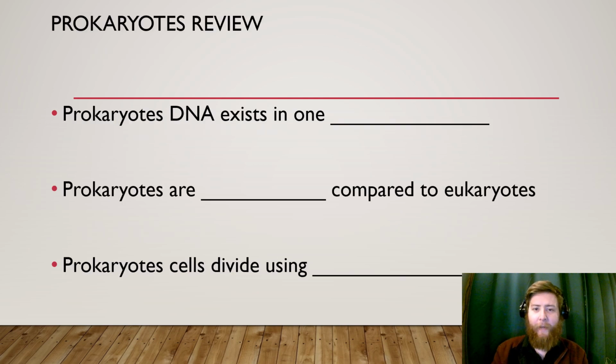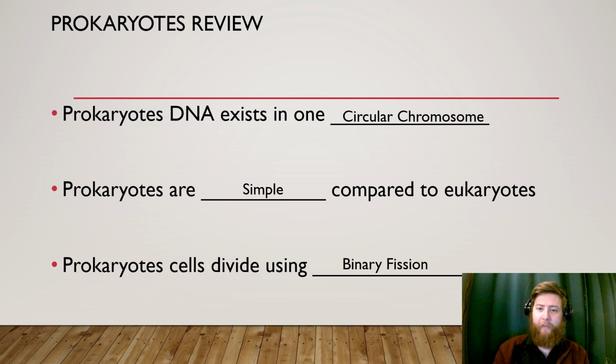Real quick, we have to have a recap on prokaryotes before we talk about the DNA. Remember that prokaryotic DNA exists in one circular chromosome, and that compared to eukaryotes, prokaryotes are very simple, and that they divide using a process called binary fission. This is important as we go into this. We're going to talk about prokaryotes first and how they use gene expression, and then we'll talk about eukaryotes.